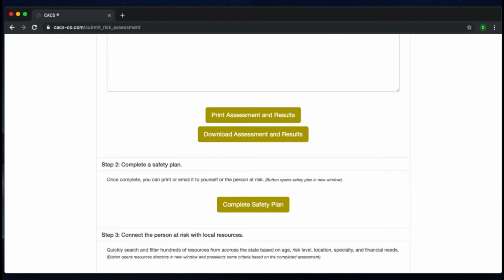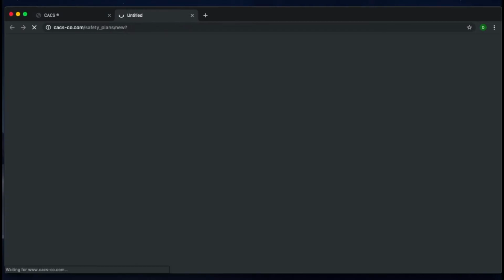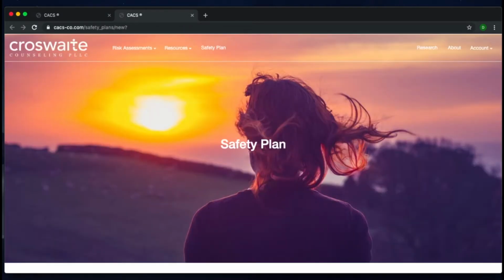From here, most of us as mental health clinicians are going to be considering a safety plan. That is a second piece to the tool that we have here today. So I'm going to go ahead and show you what that looks like. Hopefully it'll open here in the next window.